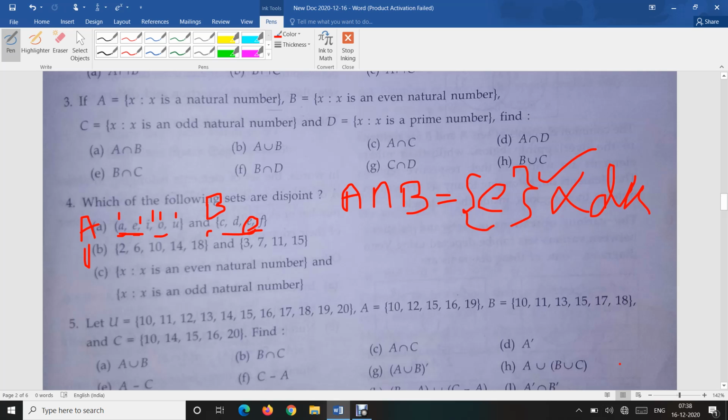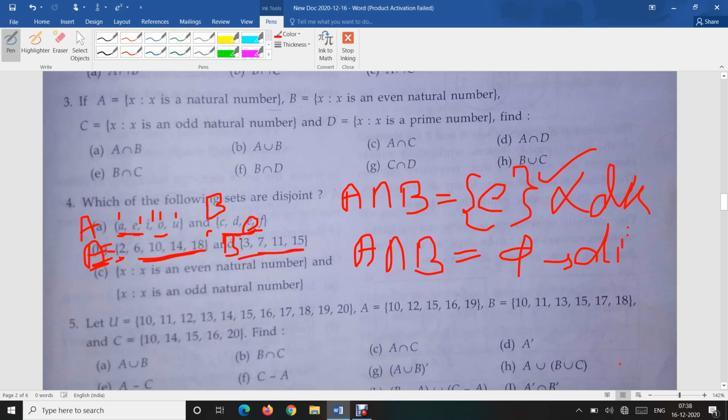Now see, suppose this is set A and this is set B. Now 2 is present in set A, but not present in set B. Similarly, all the elements that are present in set A are not present in set B. That means you can say there is no common element in set A and set B. So A intersection B is equal to ϕ, and if A intersection B is equal to ϕ, then it is a disjoint set.